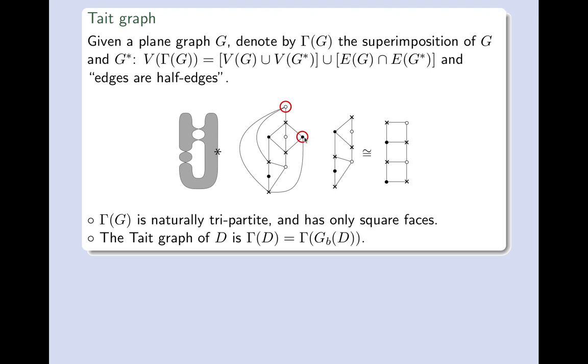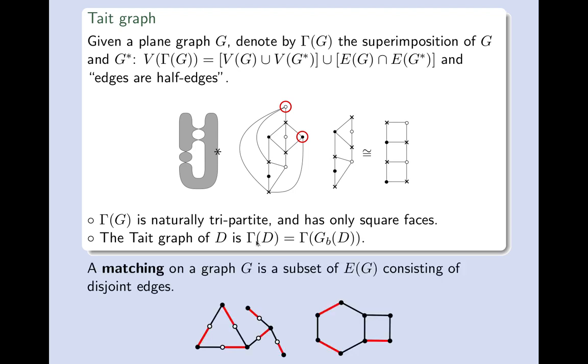Of course, if we consider instead the reduced Tait graph, this is no longer true. You can see here, for example, the external region has eight edges. And as I was saying, if we start from a given knot diagram, we can define its Tait graph as being the Tait graph associated to its black graph.